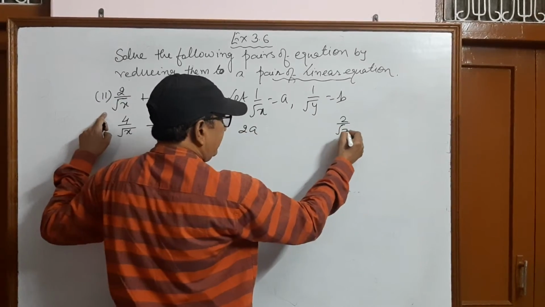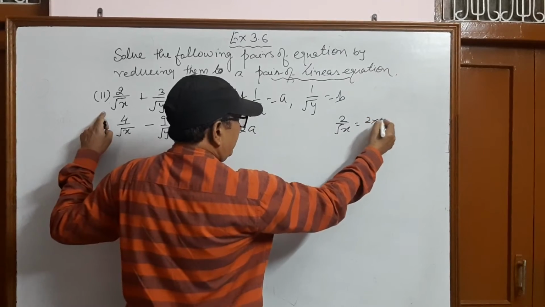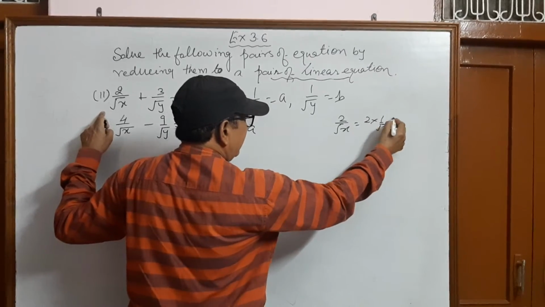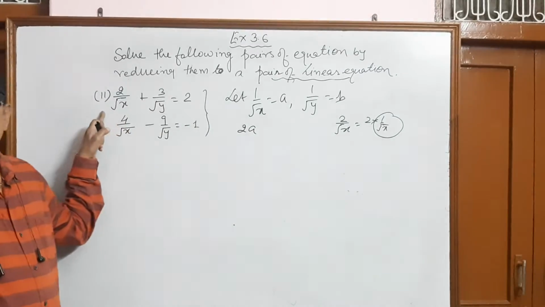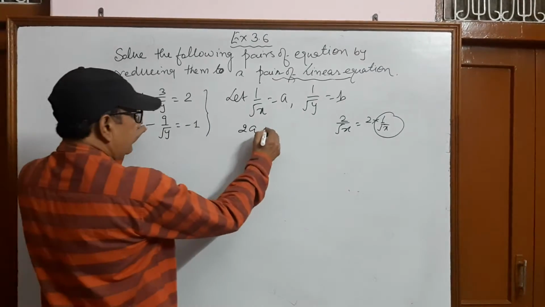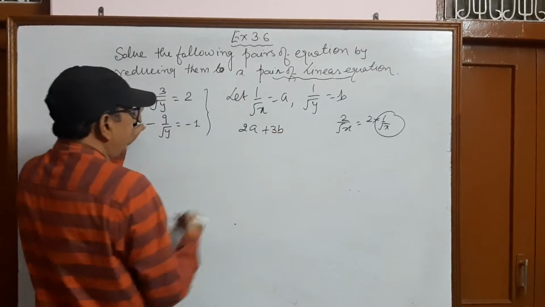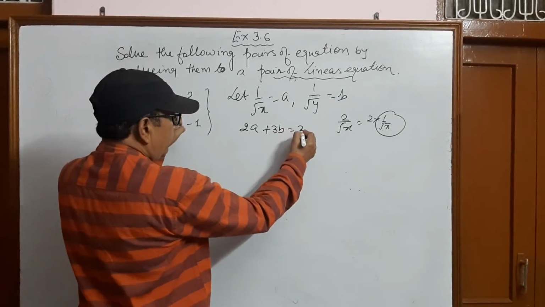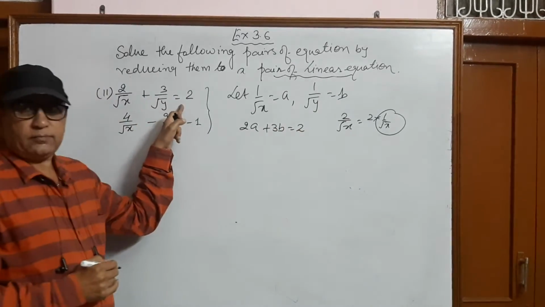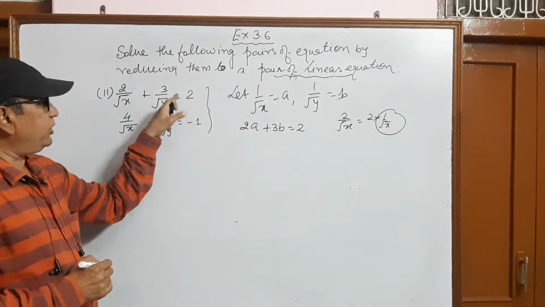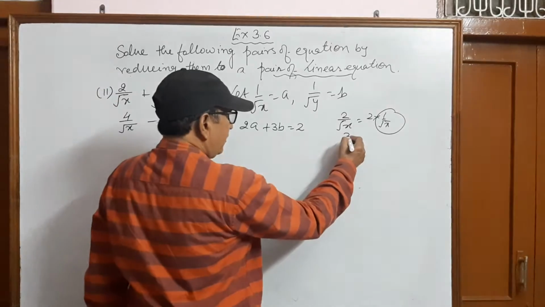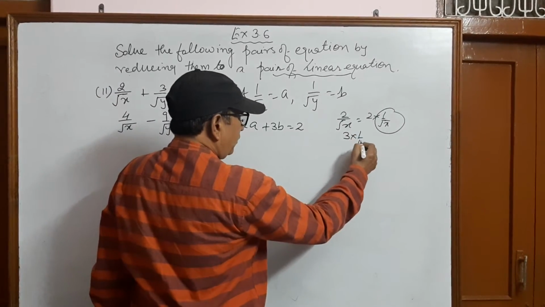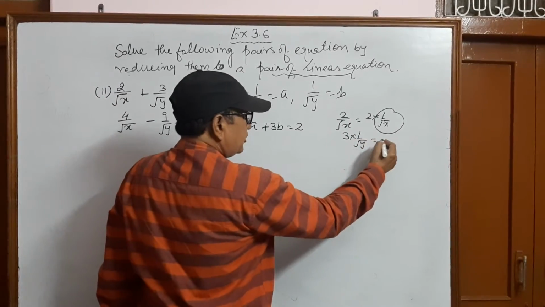Understand it? 2 by root x means 2 into 1 upon root x. You can write it. And 1 by root x is what? a. So you can write it as a. That's why it becomes 2a plus 3b equal to 2. Clear? Why is it 3b? 3 into 1 upon root y, like this, 3 upon root y. So you can write 1 upon root y as b. Both are the same thing. This becomes 3b.